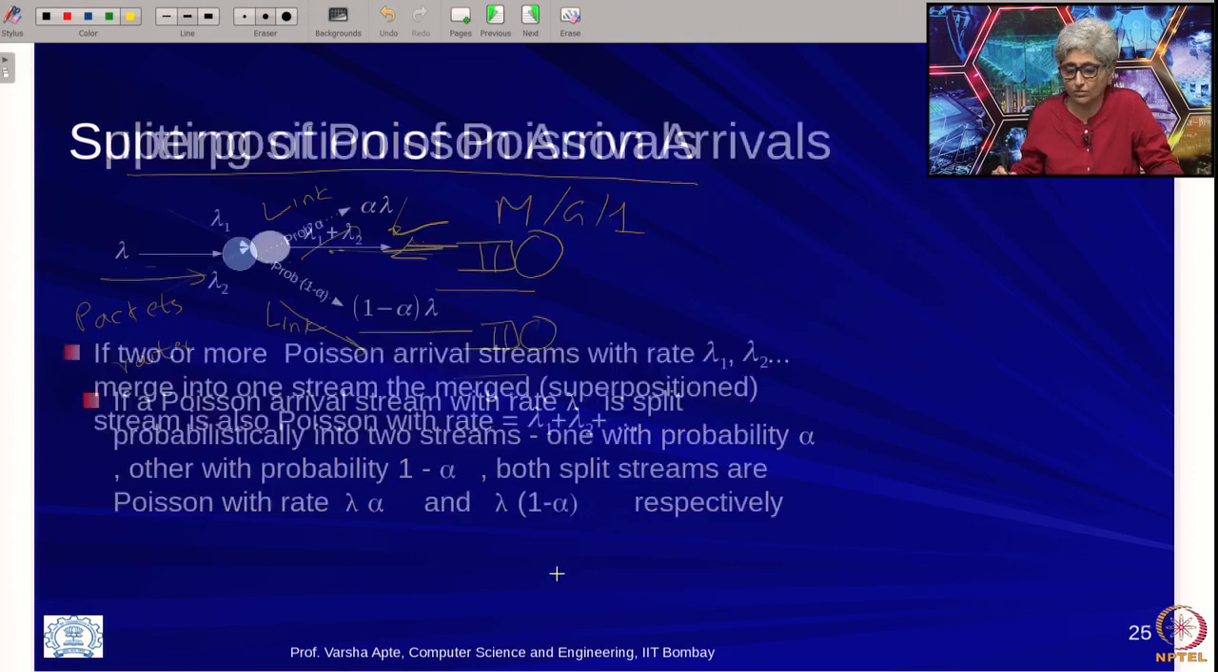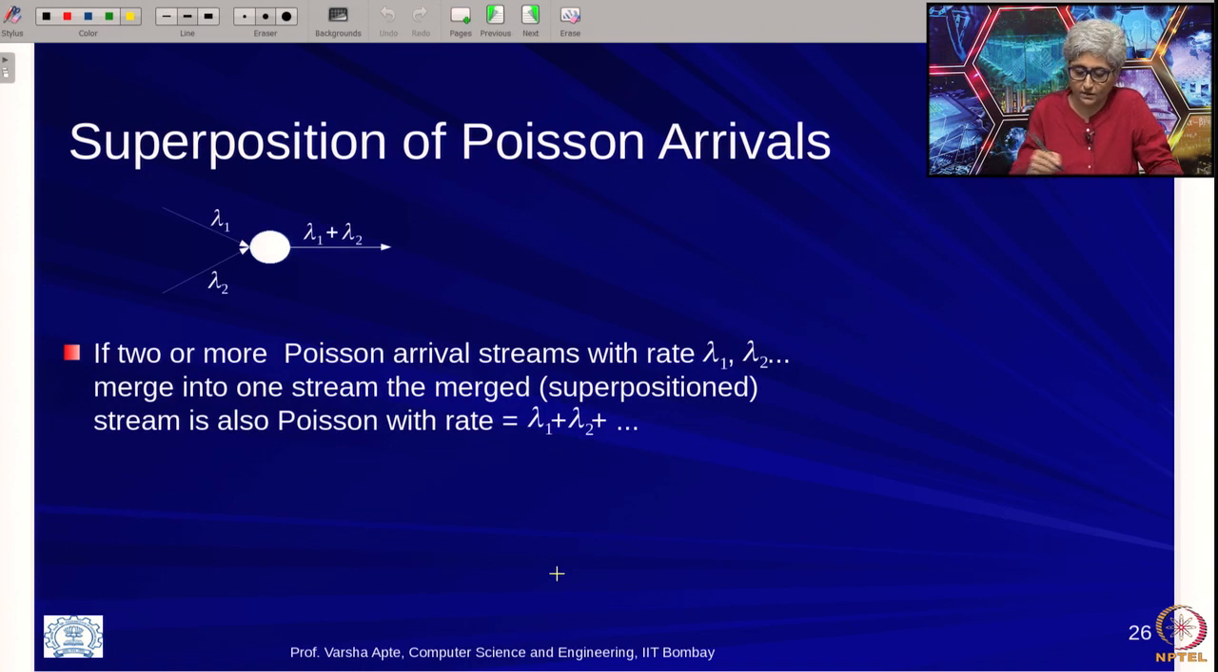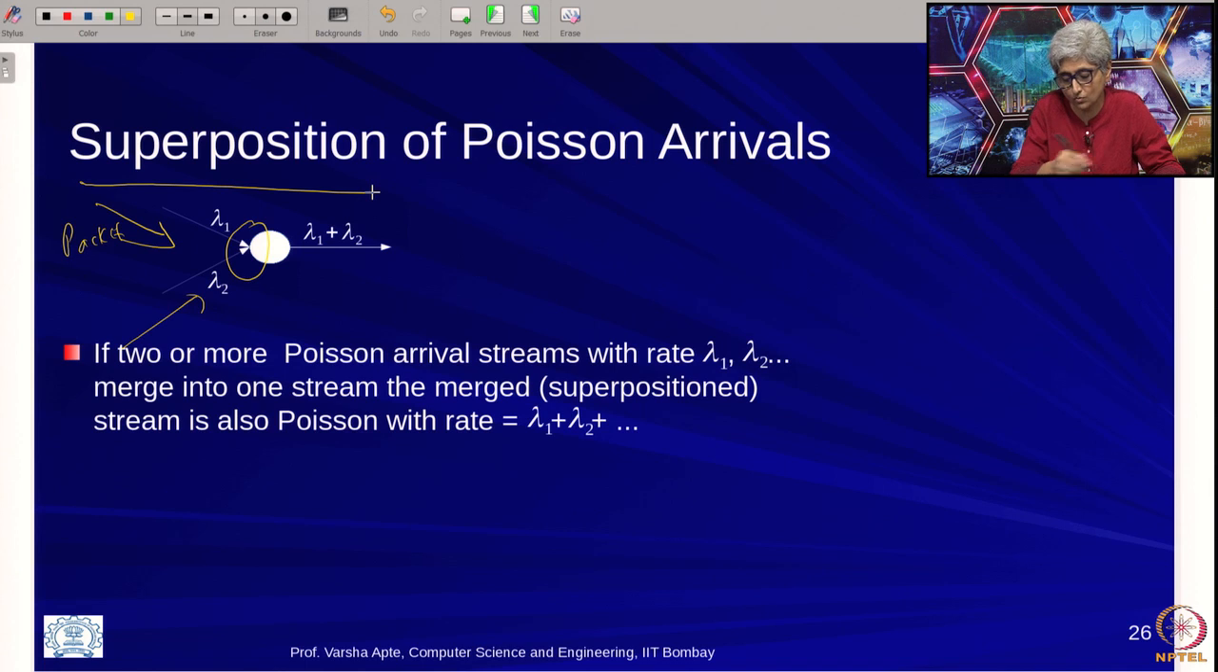Similarly, there is another property about superposition of Poisson arrivals. Now, this is the opposite: if there are two streams of Poisson arrivals coming into one place where they merge, you can think of it as packets coming from different links and getting merged into one link. The sum of these two streams, in other words the superposition of these two arrival streams, also remains Poisson. So, again why is this useful? Because if this link we want to model as a queuing system, then we will be able to model it as MG1, and then we have the advantage of having Poisson arrivals.